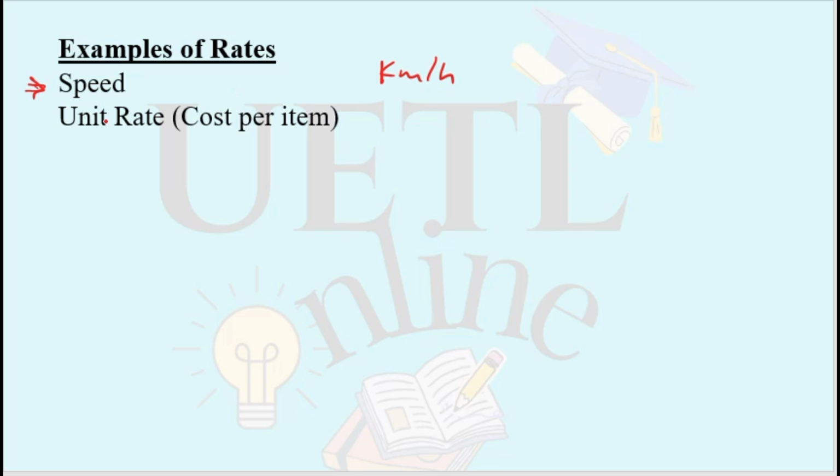Then the other thing is a unit rate, like cost per item and something like that. Other rates we can think of are people per hectare. This is the density of people. You can say how many people there are per hectare. This is another rate. There are many other rates you can think of. So this is about rate.